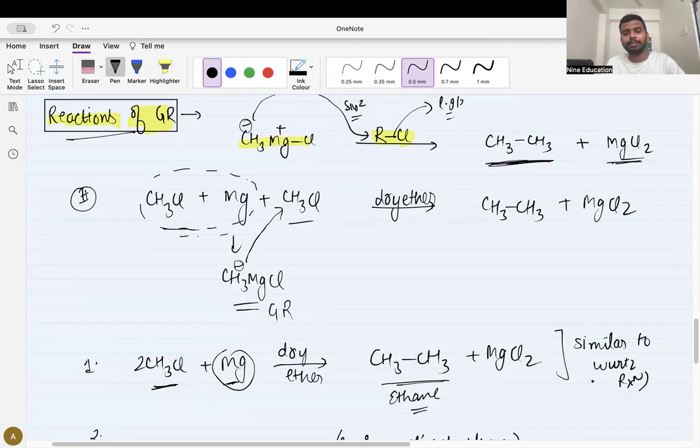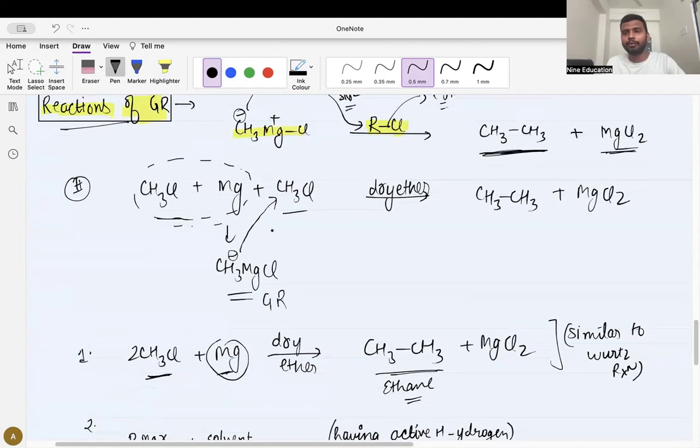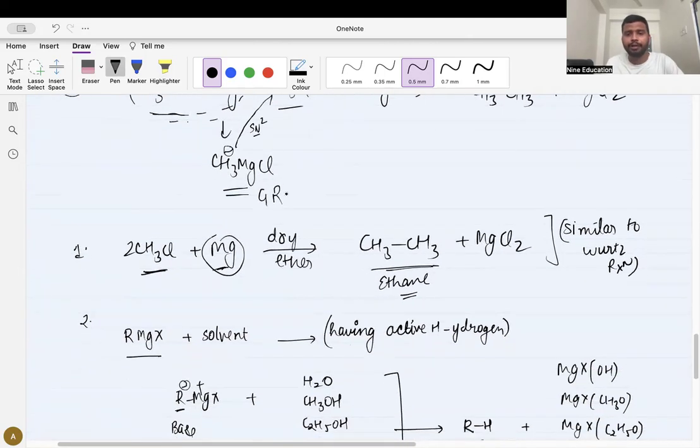Similar to Wood's reaction. In place of sodium, I have used magnesium. So how is the mechanism of this reaction? First, it will make Grignard. Then this Grignard will attack CH3Cl and chlorine will be removed by SN2. By the SN reaction, this Grignard CH3 minus will attack on CH3 and chlorine will be removed. Remember, this is an important point.